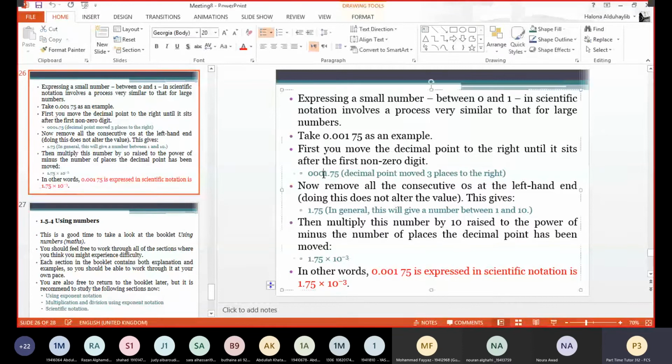How many places do you move? You have the 1 here. You move it 1, 2, 3. You move it 3 spaces, so after the decimal point you will actually multiply it by 10 to the power of minus 3.